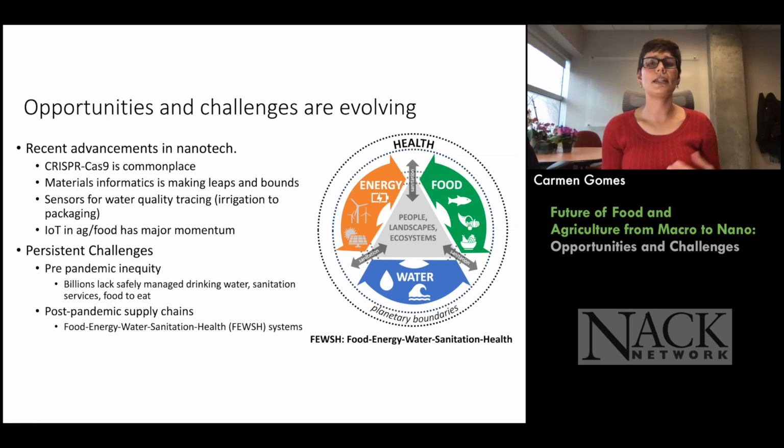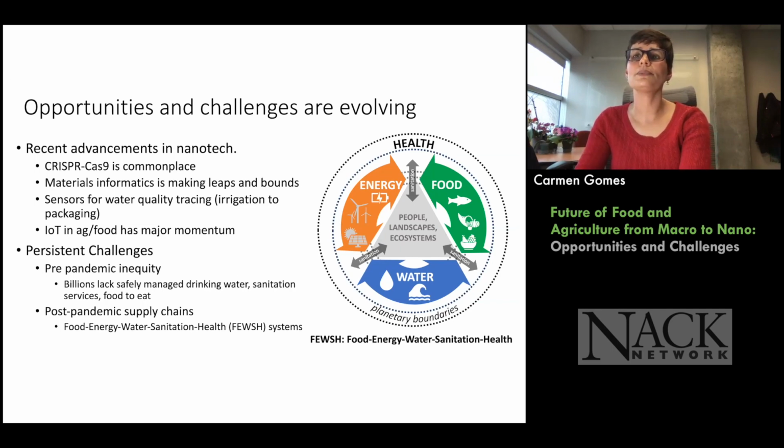Pre-pandemic, inequity was there: billions lack safely managed drinking water, sanitation services, and food to eat. And post-pandemic, supply chains, so food, energy, water, sanitation, and health systems. We still have those things that, for many reasons in this complex system, are still not completely tackled.